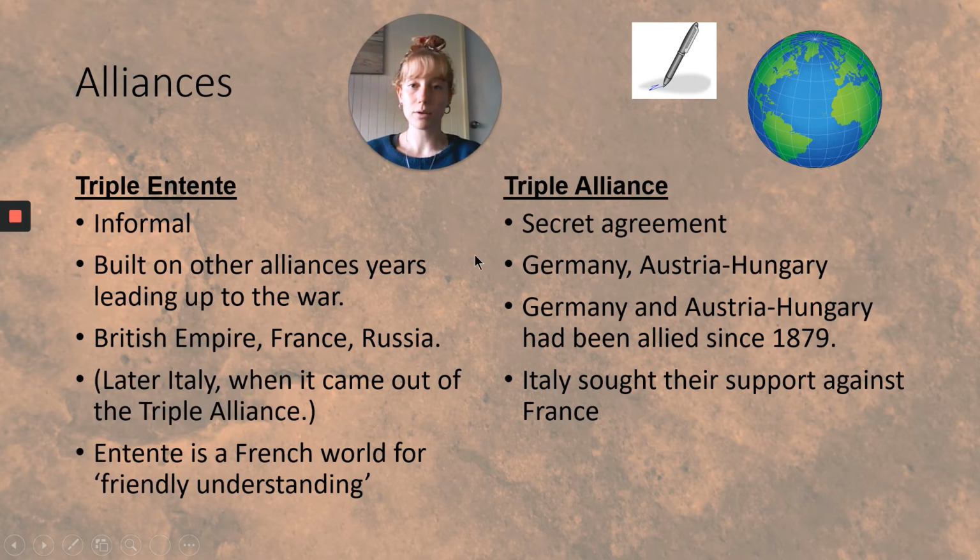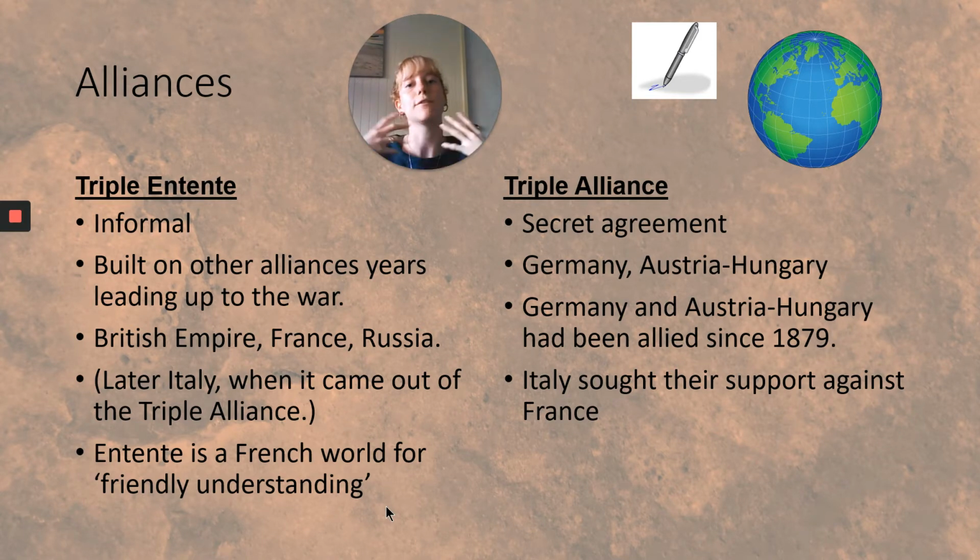So the first thing we're going to look at is alliances. We've got the Triple Entente and the Triple Alliance. These are 2 really big alliances that happened in World War I and really shaped what happened. So the Triple Entente is actually, you can see down here, a French word for friendly understanding. So this was informal. It did build upon the alliances. An alliance basically means that countries are friends.